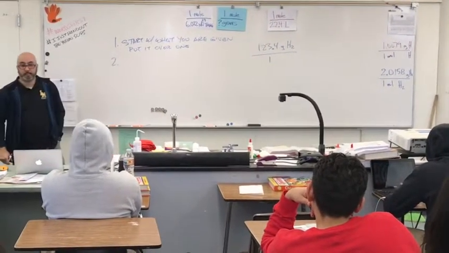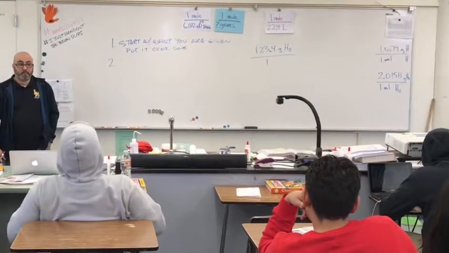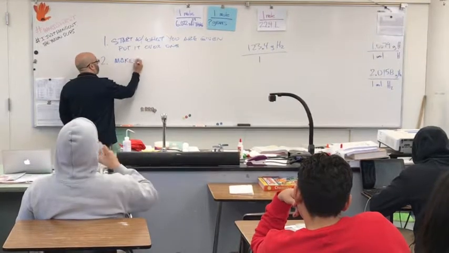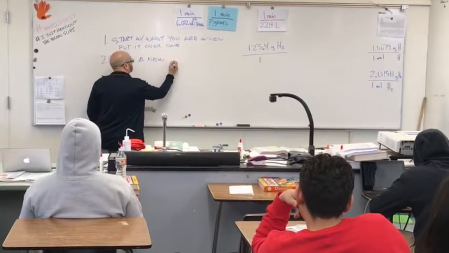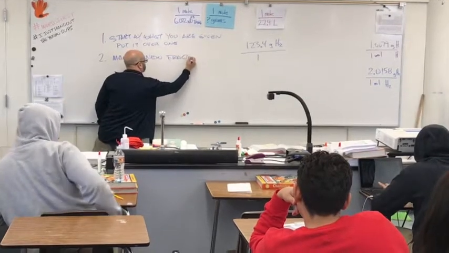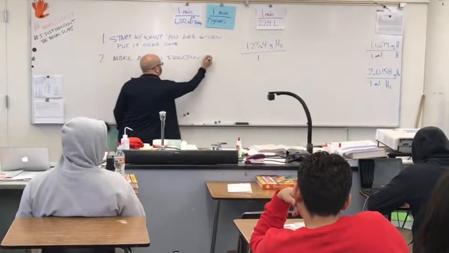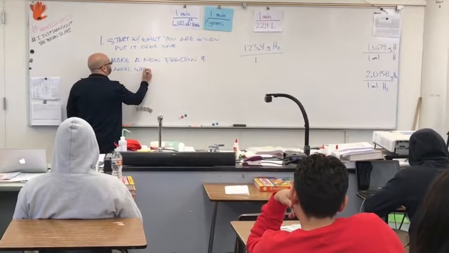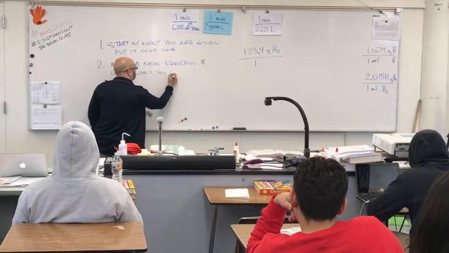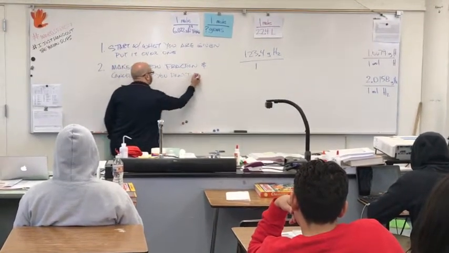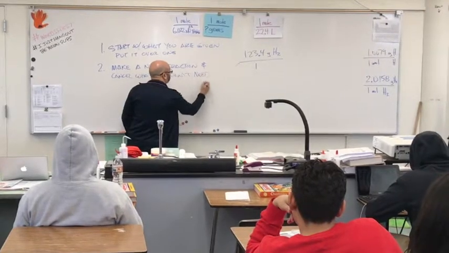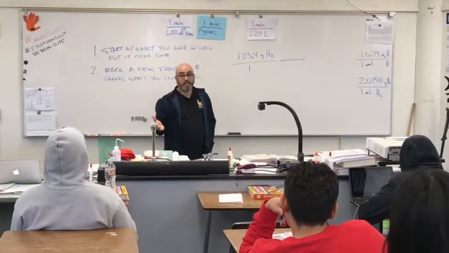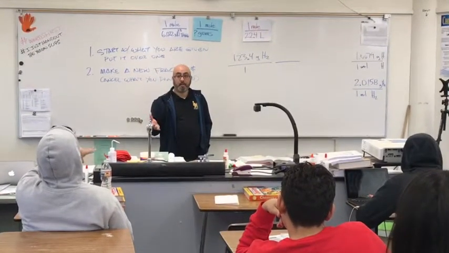What would be the second step? Make a new fraction and cancel what you don't need. So in this case, there's our fraction. What don't we need? Grams. We're not going to need the grams, right?